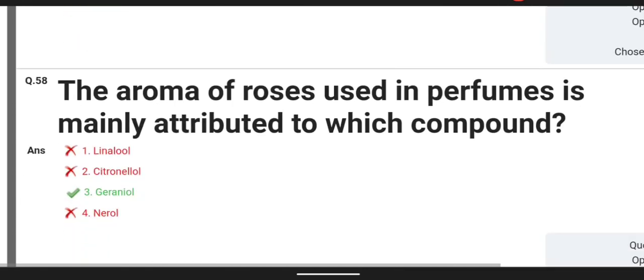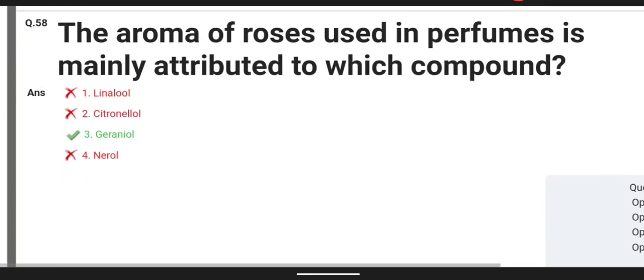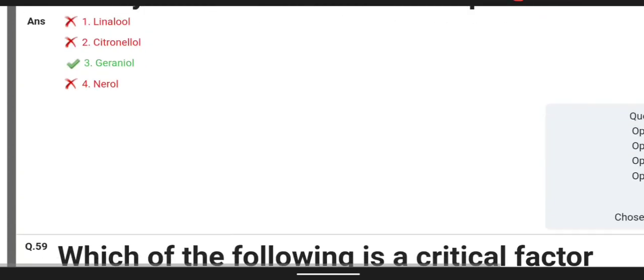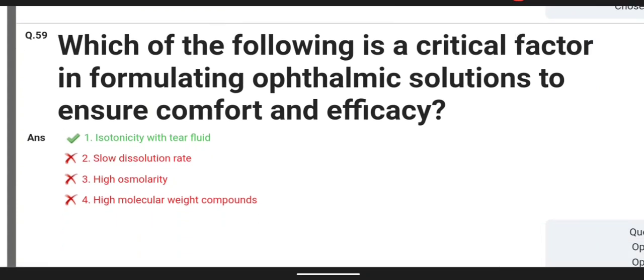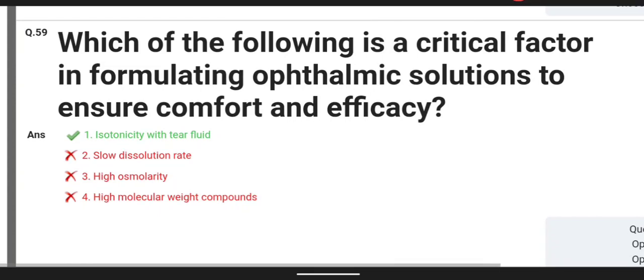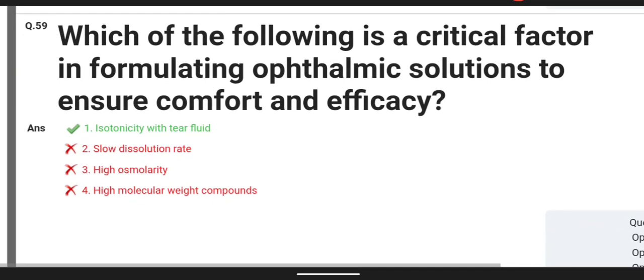Answer: 3 years. 58. The aroma of roses used in perfumes is mainly attributed to which compound? Answer: geraniol. 59. Which of the following is a critical factor in formulation of ophthalmic solution to ensure comfort and efficacy? Answer: isotonicity with tear fluid.